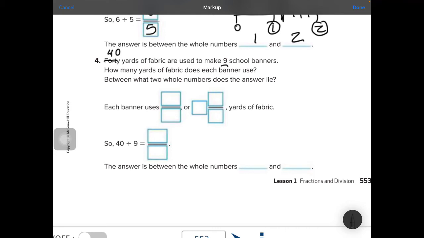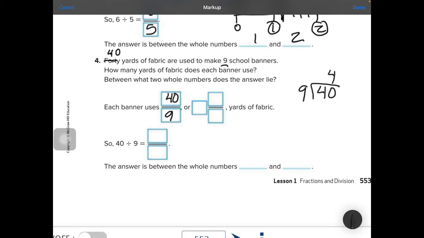Okay, are we cutting up yards of fabric or are we cutting up banners? Right, we're cutting up yards of fabric, so it goes on the numerator or the top. Now the number that's down, or the denominator, is the banners. Those are the whole pieces. So we look at that and think, well, how many times does 9 go into 40? 9 will go into 40 at least 3 times, 4 times. It'll go into it 4 times, because 5 would be way too much.